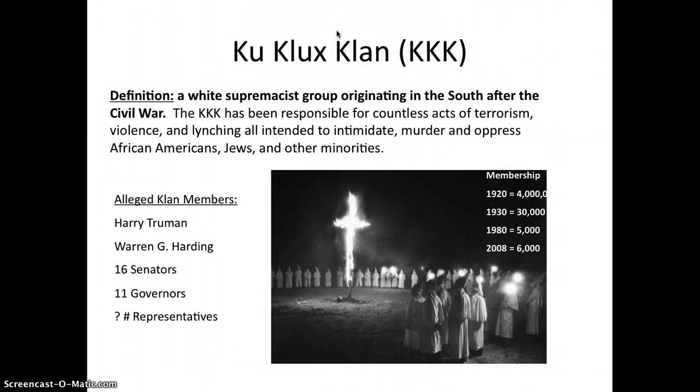The Ku Klux Klan, also known as the KKK. Take note of the definition now. The Ku Klux Klan is a white supremacist group originating in the South after the Civil War. The KKK is responsible for countless acts of terrorism, violence, and lynching, all intended to intimidate, murder, and oppress African Americans, Jews, and other minorities.